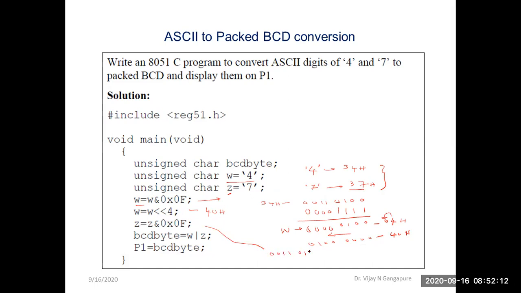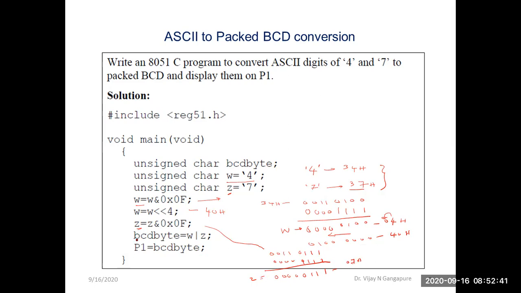0011 0111. It is bitwise ANDed with 0f, means 0000 sorry 1111. So this will produce 0111, and the remaining bits will be 0, because anything ANDed with 0 is 0. So this is the number 07H, that will be available in Z. Okay, so Z will be 07H.